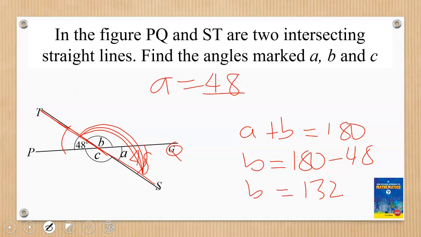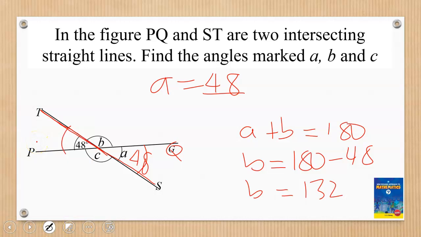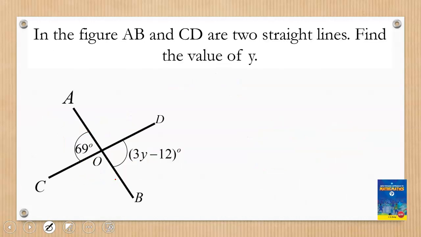Now that I know B, I can find C because C and B are also vertically opposite. So once B is 132, then C must also be 132 as well. Good. Look at this question 2.